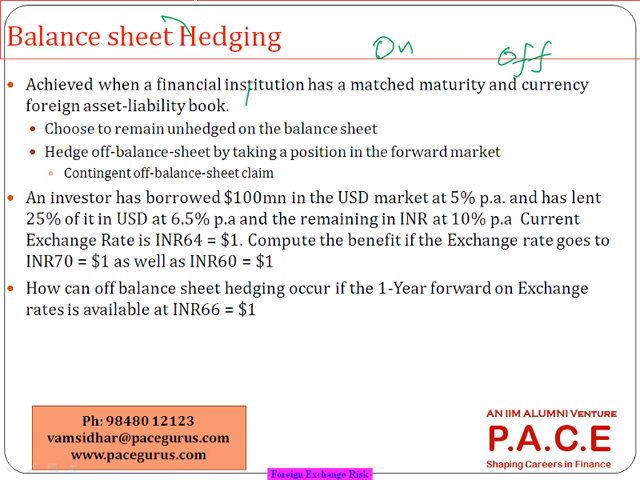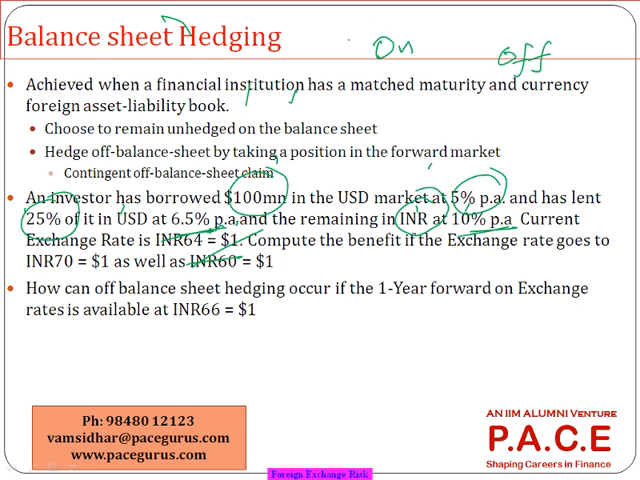Let's assume something like this. A person has borrowed $100 million in the US at 5% interest and lent 25% of it in USD to US customers only, at 6.5%. Whereas the remaining, he has lent in INR at 10% per annum. Currently the exchange rate is 64 rupees per dollar.